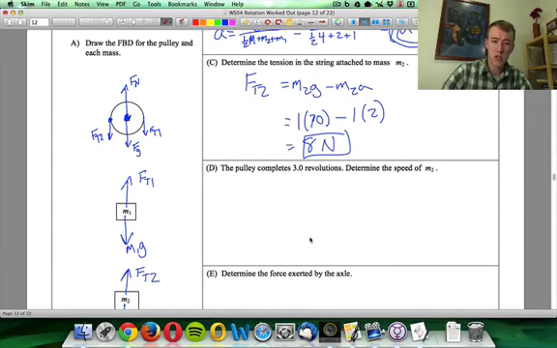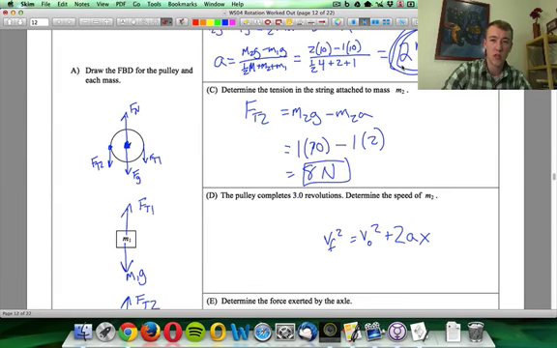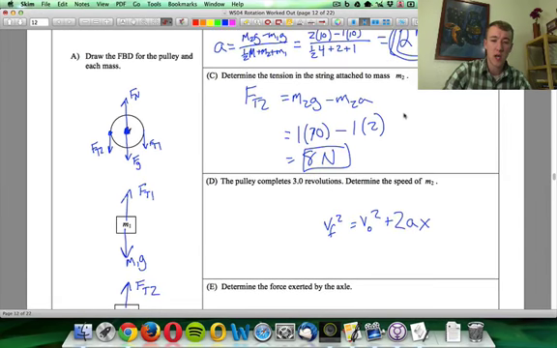Well, we're going to use this equation: final velocity squared equals initial velocity squared plus 2 times the acceleration times that distance, and we're going to try to solve for this final velocity. I know the acceleration from earlier, that was 2 meters per second squared, found here. The initial velocity is 0, but I don't know that distance, or do I know that distance?